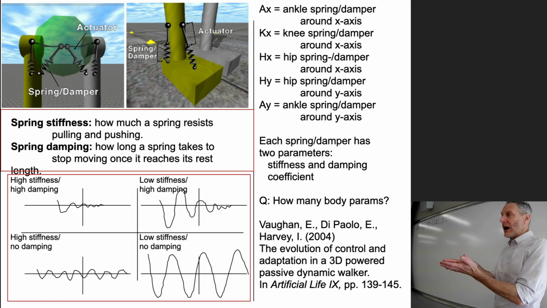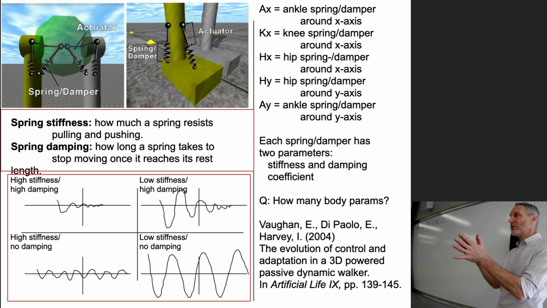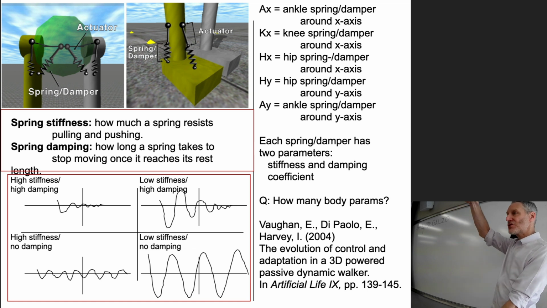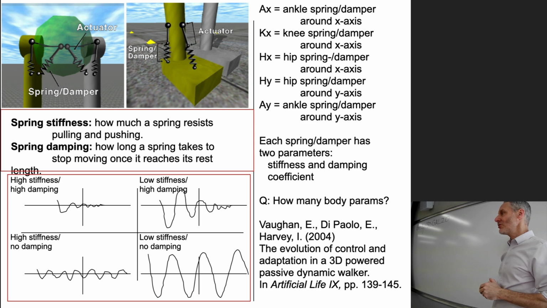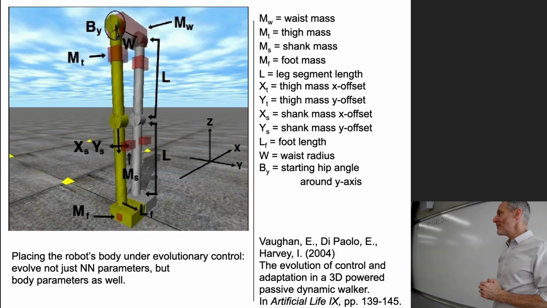Okay, so we can imagine now we have our evolutionary algorithm. We have a population of random vectors. Each vector is of length 22, and any given vector describes a biped with a slightly different morphology. So far, so good?